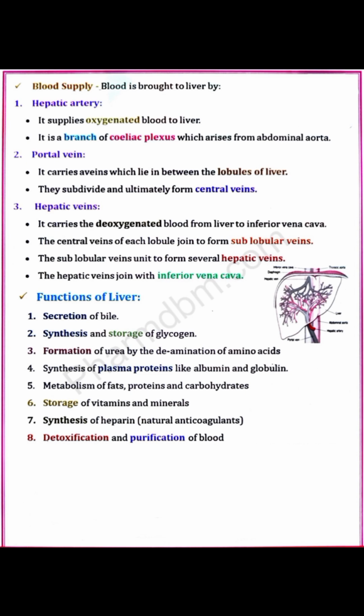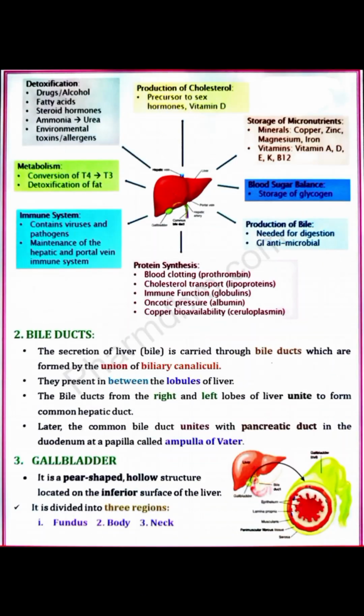First one, secretion of bile, synthesis and storage of glycogen, formation of urea by deamination of amino acids, synthesis of plasma proteins like albumin and globulin, storage of vitamins and minerals, synthesis of heparin, a natural anticoagulant. 8th one, detoxification and purification of blood. In the above diagram, there are functions of the liver.